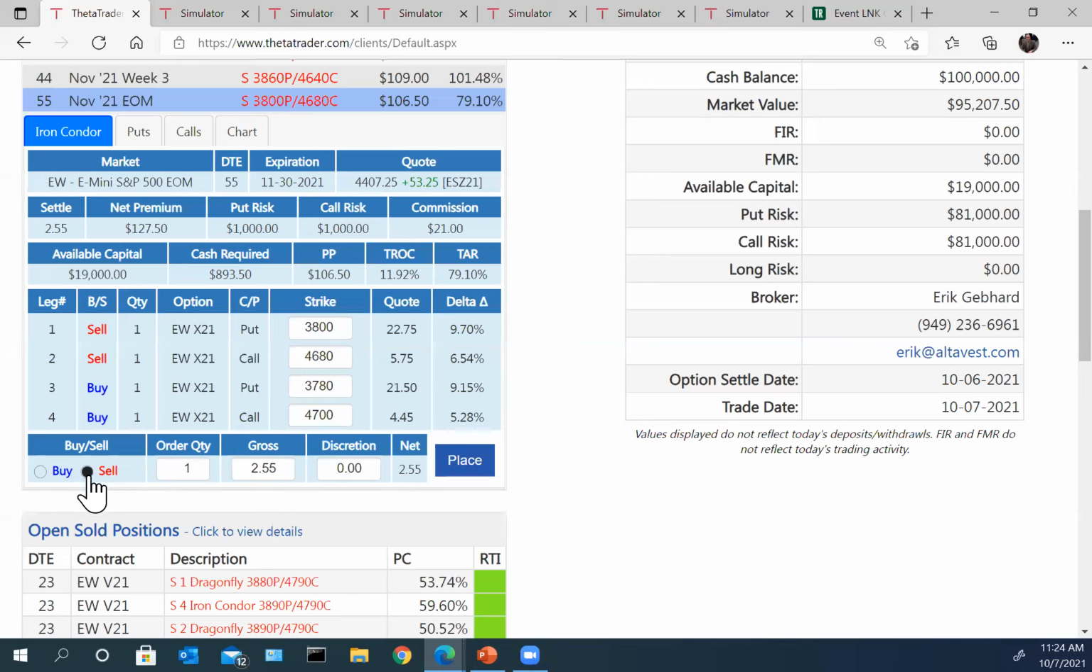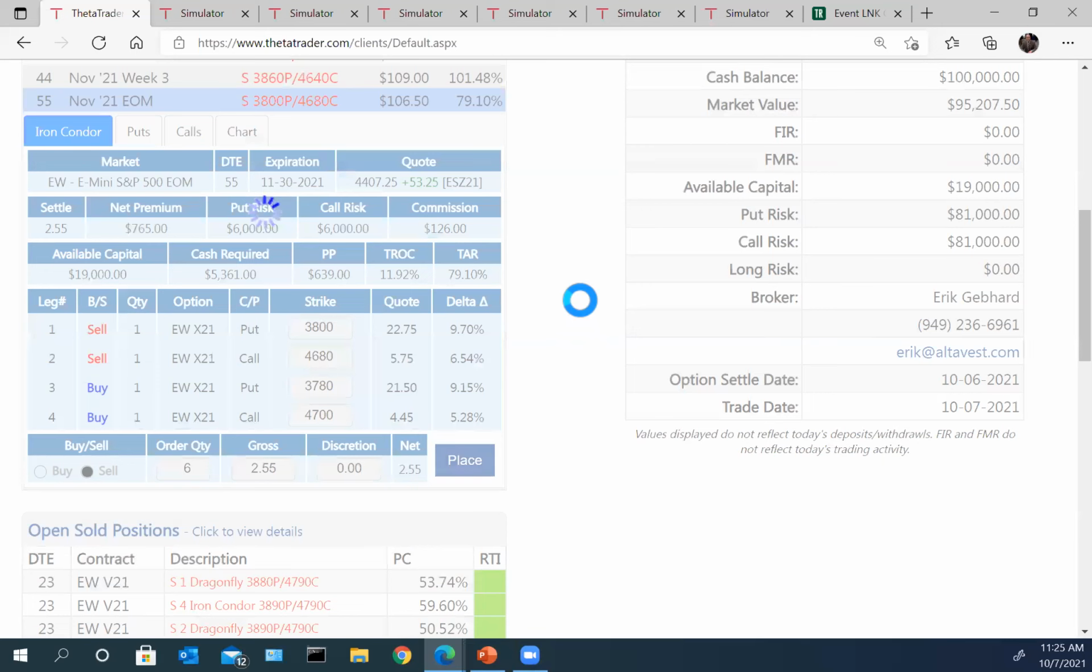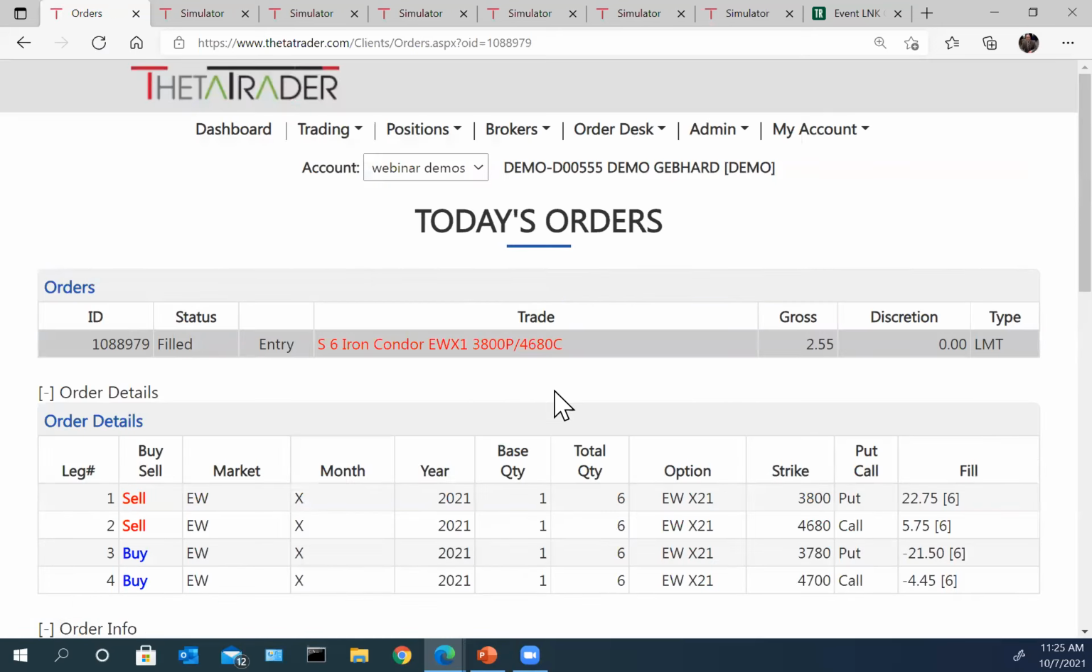It always defaults to a sell. We're selling the condor to collect that premium. It always defaults to a quantity of one, but you can change it. And maybe you'll do 6 of these. You see the cash required and everything else move up. And we'll leave the pricing the way it is and place that order. And it's just that simple. Then we process it and you're done.